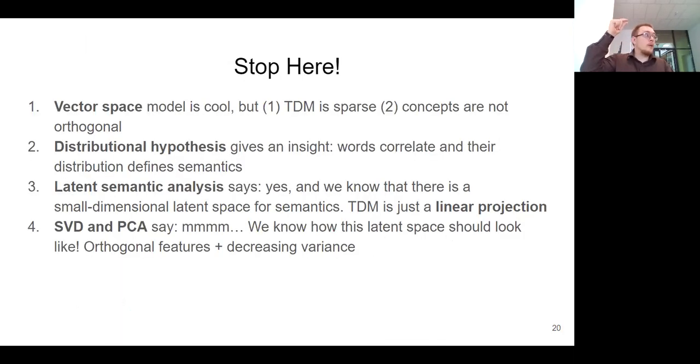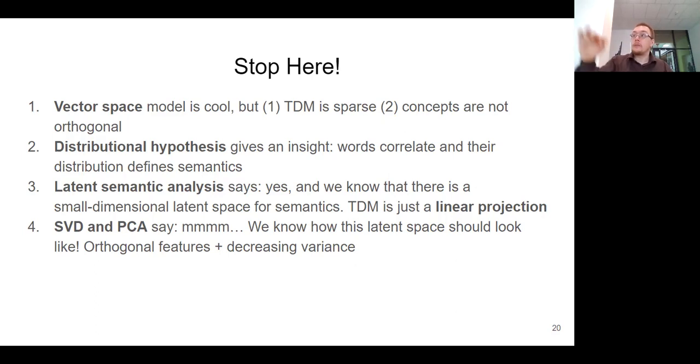Let's go through the lecture once again briefly. Vector space is a concept which says that we can define vectors for our text and words to represent them in some unknown latent space. But we know that the TDM is sparse. That's why we have problems with computations. And the concepts are non-orthogonal by now in the TDM because they are words and the words correlate. The distributional hypothesis gives us an insight: the words correlate and the distribution defines semantics.